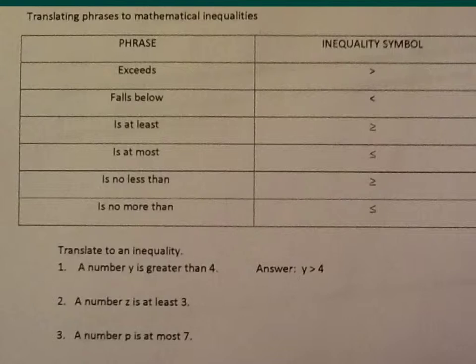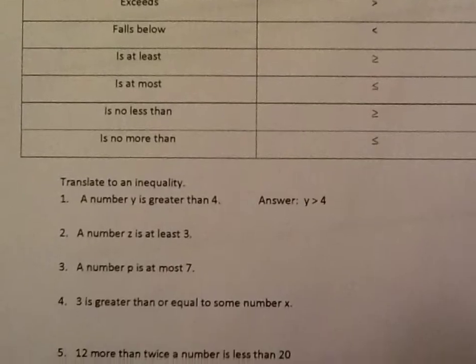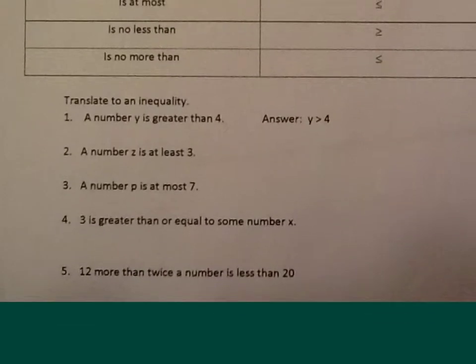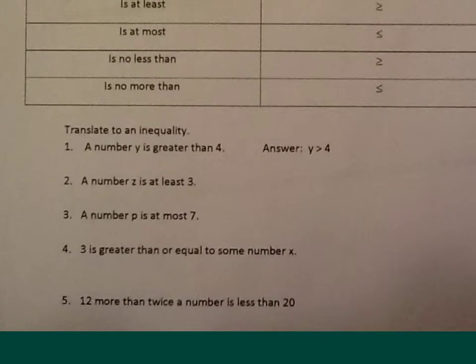Alright, and then right below that box, we have a few examples of possible expressions that you would find. First we have a number y is greater than 4. Well, that's pretty straightforward. So you would say y is greater than 4, just like we have there on the sheet. The next one, a number z is at least 3.